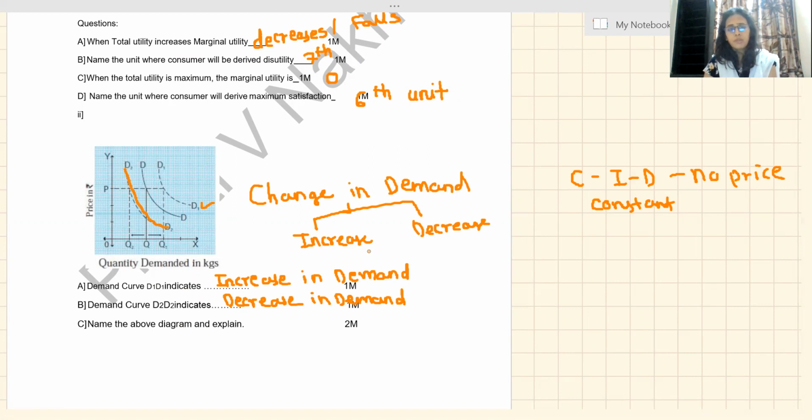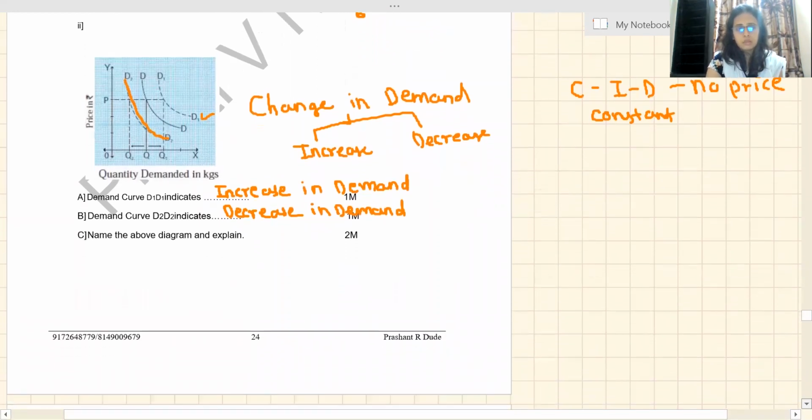Simply 2 lines, you can write it from the textbook only. We have already done this in the distinguish part: you can write the meaning part and the reasons for increase and decrease. And the label of this diagram is change in demand. There is no need to draw the diagram; you have to simply write the answers. Okay, next.